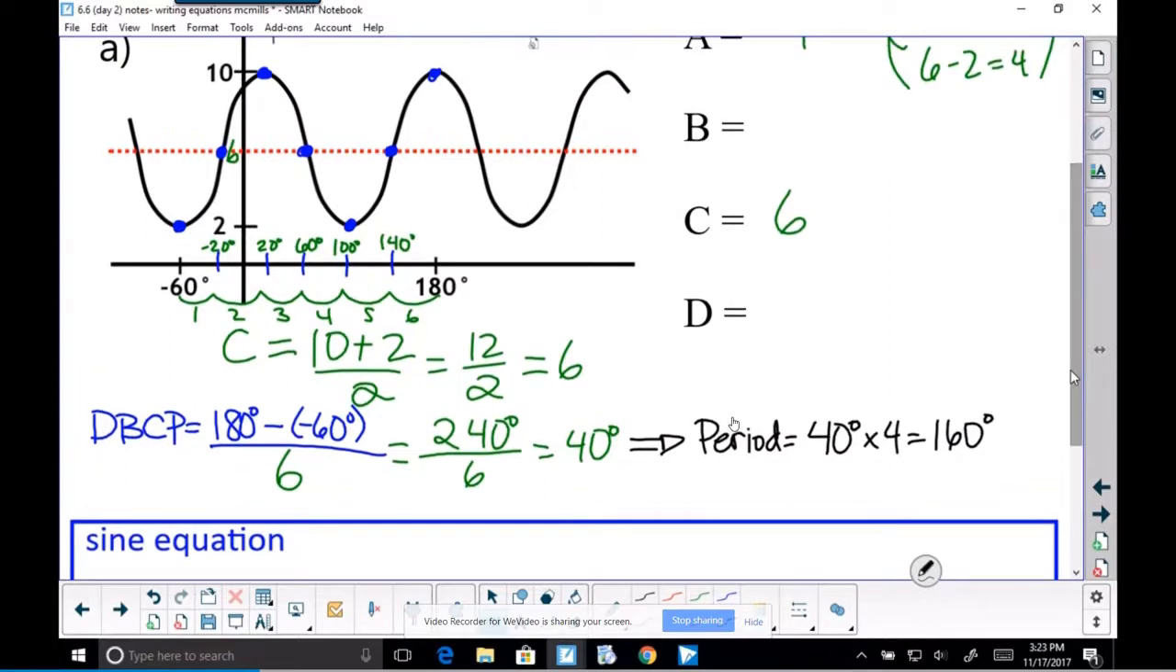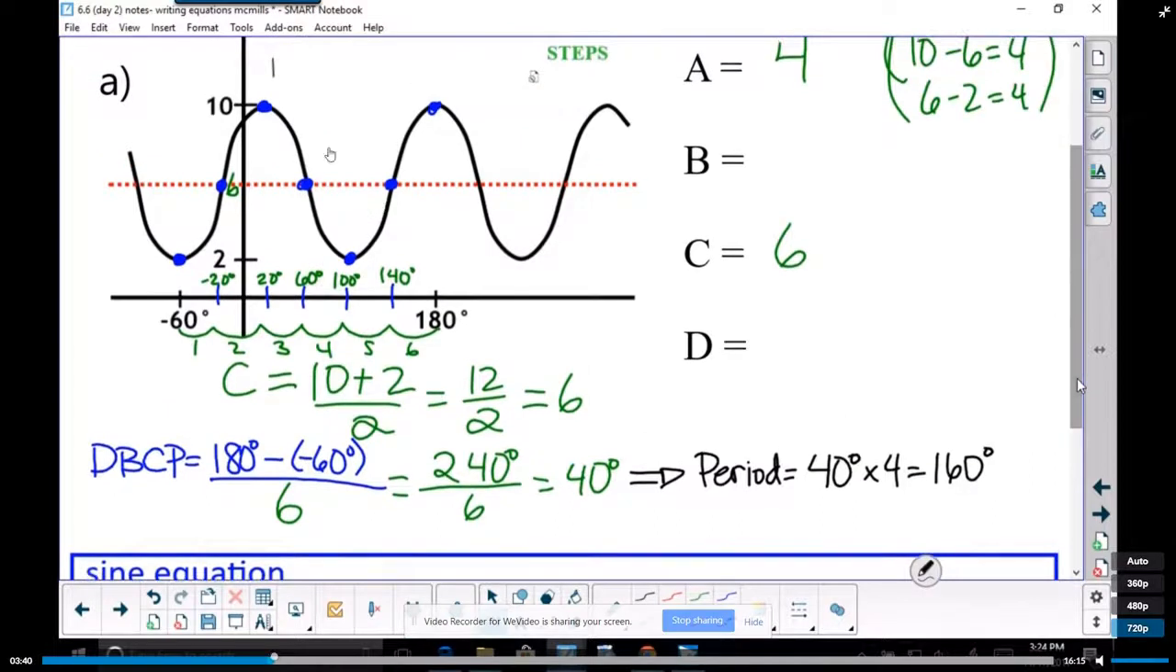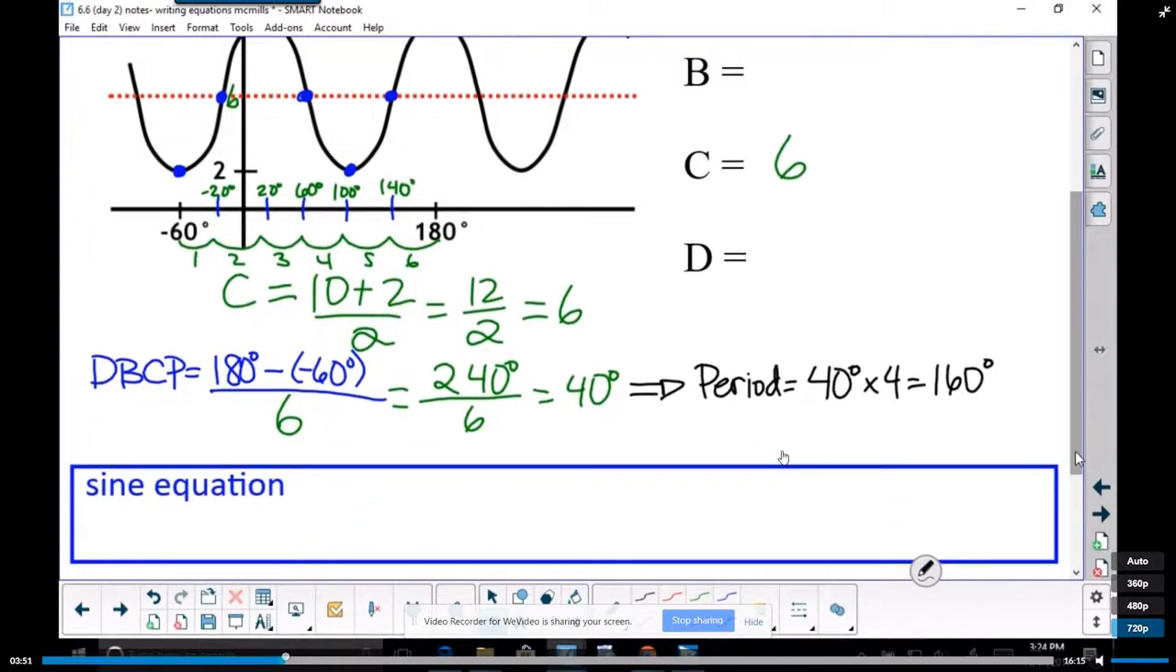You can also check this on your graph, because if you look at your graph, you can see that we have this maximum at 20 degrees. The next maximum is at 180 degrees. So that's one period. And look, the difference between 20 and 180 is 160. So that means we've calculated that correctly. So now you're ready to find B.